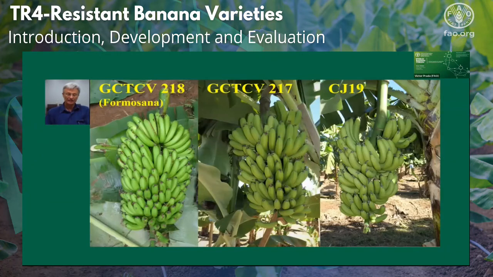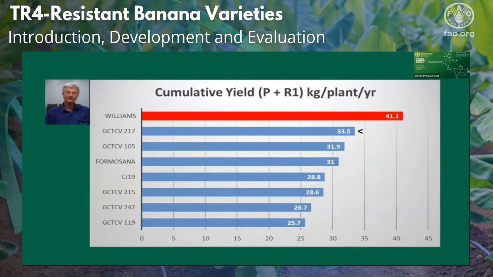Almost all the Cavendish selections demonstrated to have resistance to TR4 in the field in Australia have originated in Taiwan. Most have what I have termed intermediate resistance, a slowly susceptible reaction, if you like. Bunch photos of a few are shown here. We have just completed a large agronomic comparison of varieties at South Johnston. These graphs, just focus on those Cavendish selections with TR4 resistance. They are compared to Williams, industry standard, in red.